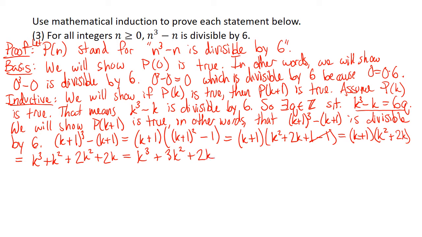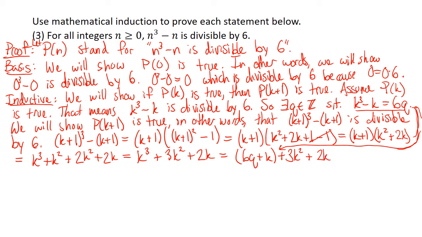Okay, so I see that k cubed, so that's what I'm going to aim to replace. I'm going to replace k cubed with 6q plus k, and that is coming from that equation there. All I've done is move the k over to the right-hand side, so k cubed equals 6q plus k. Then I'm going to have 3k squared plus 2k.